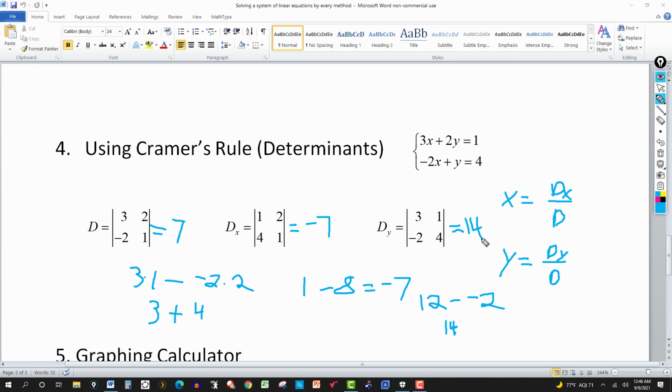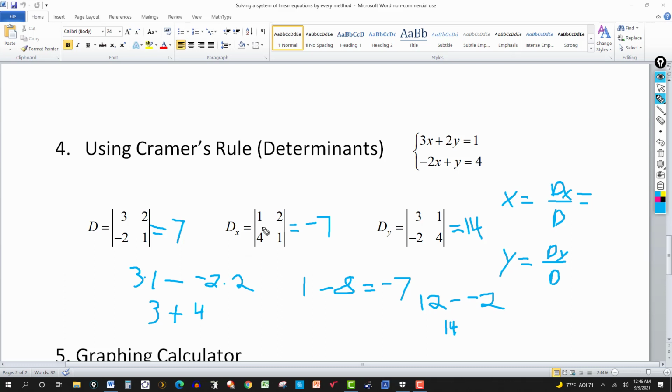Now, if you're dealing with a system of 3 equations with 3 unknowns, then you're going to have a 3 by 3 determinant, 3 rows, 3 columns. But the ones with just 2 variables are pretty straightforward. So on this one, if it's x, it'll be d sub x over d. If it's y, it'll be d sub y over d. If you have a third variable, z, that'll be d sub z divided by d. You have to evaluate 3 by 3.